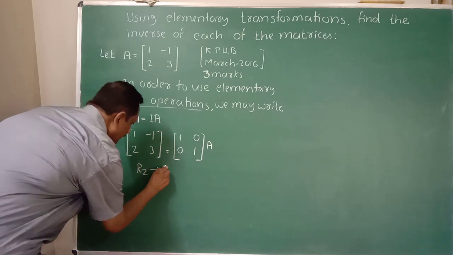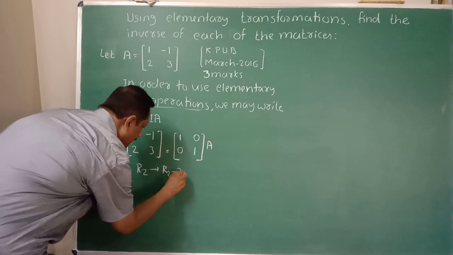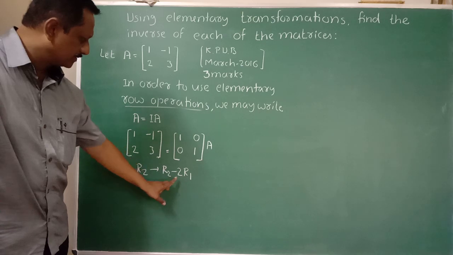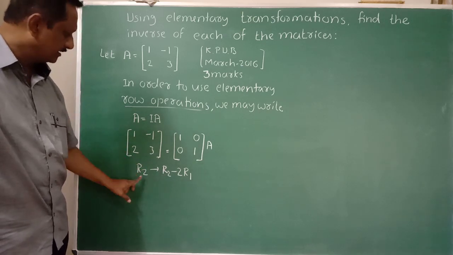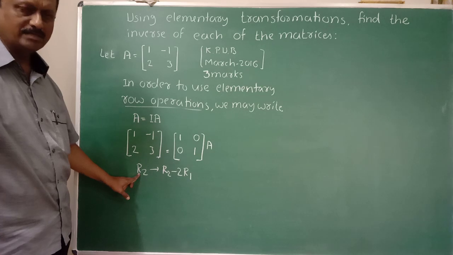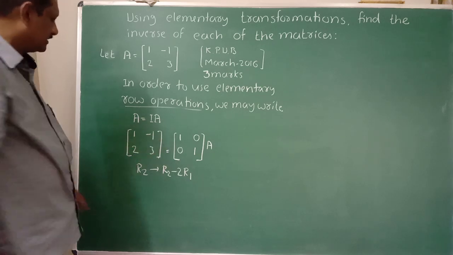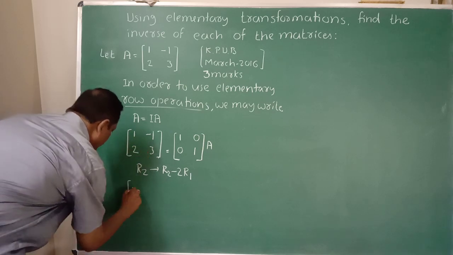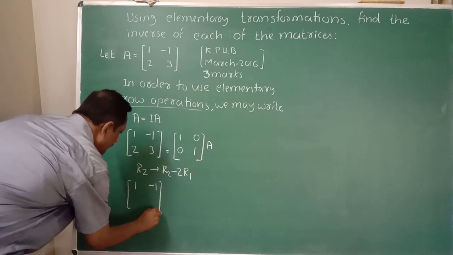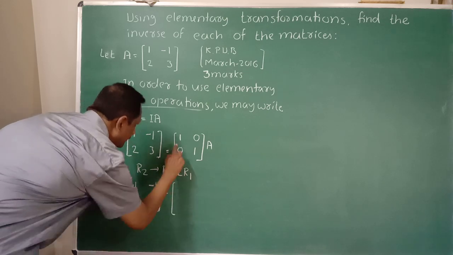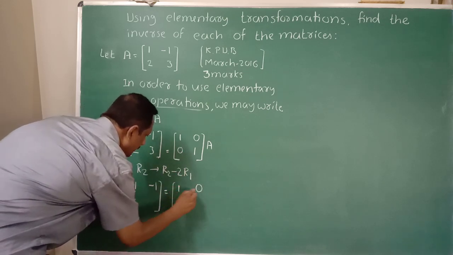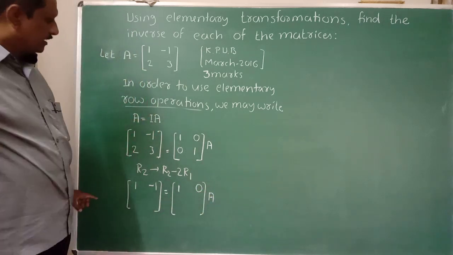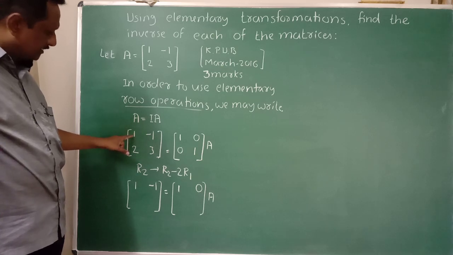R2 gives R2 minus 2 into R1. Multiply the first row by 2 and subtract from the second row. Only the second row changes. The first row stays as it is, on the left side as well as the right hand side. Therefore 1 minus 1, and on the right side the first row 1 0 stays as it is, into the matrix A. I am multiplying by 2 and subtracting.